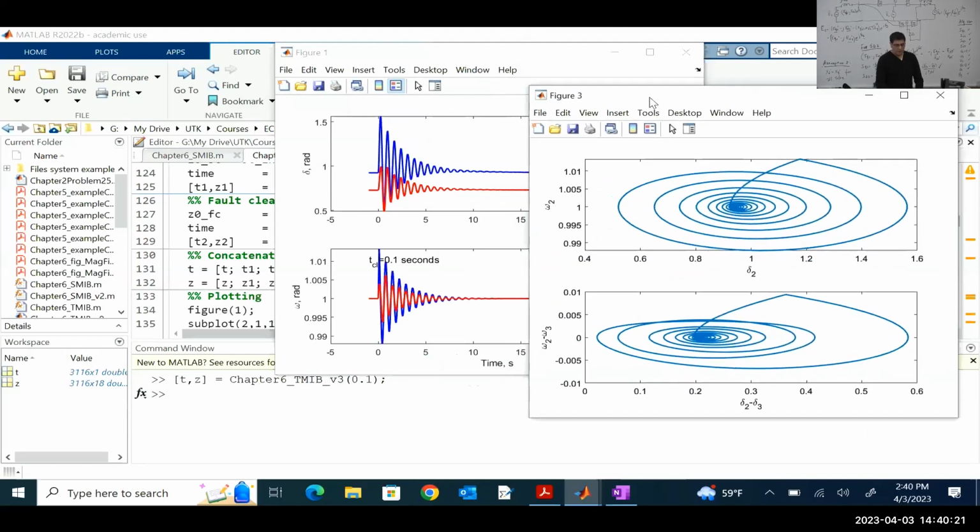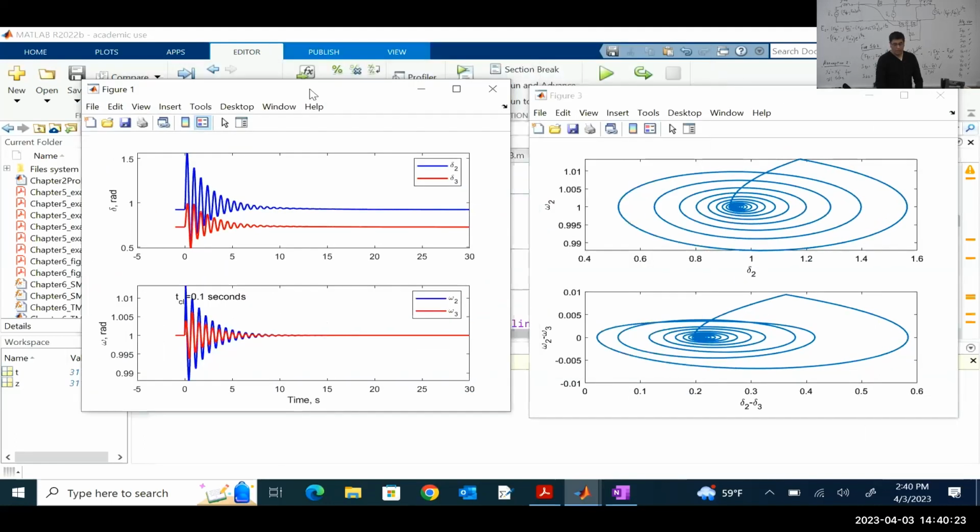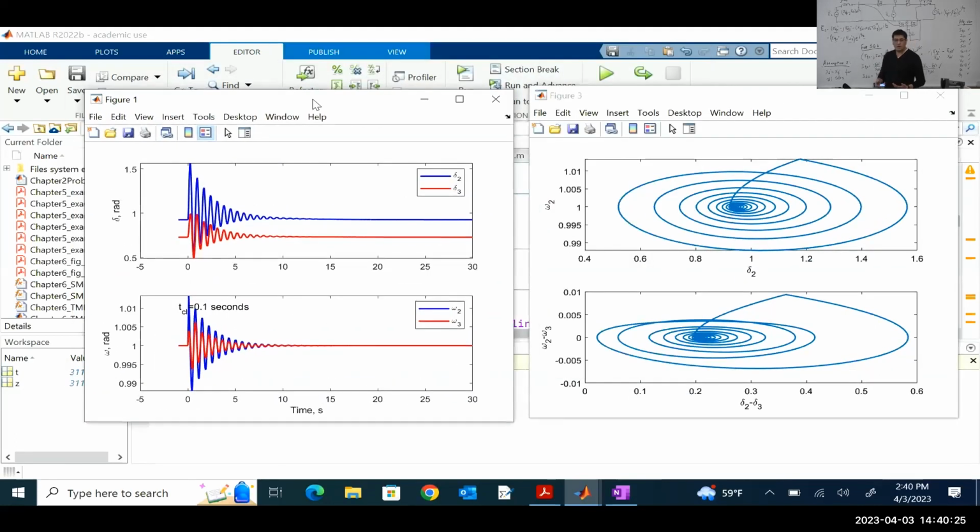And now the system is getting more complex. Why? Because how many state variables do we have? 4. Can we plot this completely in the phase plane? No. So we need to look at the phase plane just from one angle. Here's one angle. We look at just delta 2 and omega 2. That's the behavior. Very much a regular pattern, right? Like what we saw here for the single machine system.